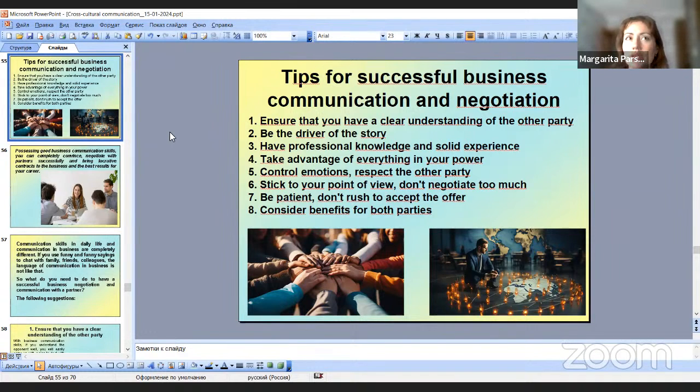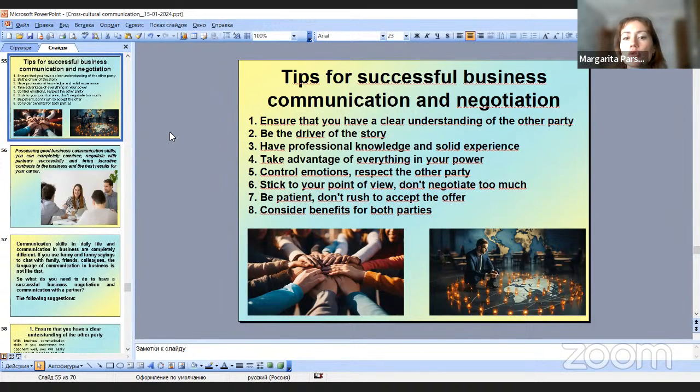You must be sure that you have professional knowledge and solid experience. Express your experience, tell the other person about the experience you have in a situation like this, and what knowledge you have, taking advantage of everything in your power.